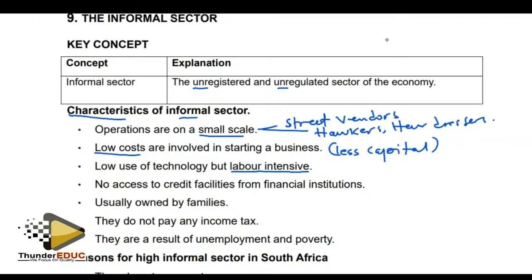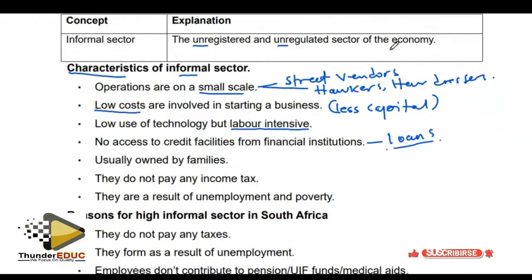No access to credit facilities from financial institutions. This becomes a challenge for informal businesses, as they don't have access to financial institutions such as loans, because these financial institutions are scared to lend money to informal businesses due to security reasons. So it becomes a disadvantage to the informal businesses, which are usually owned by families. Since they're on a smaller scale, you may find a family owning a small business.